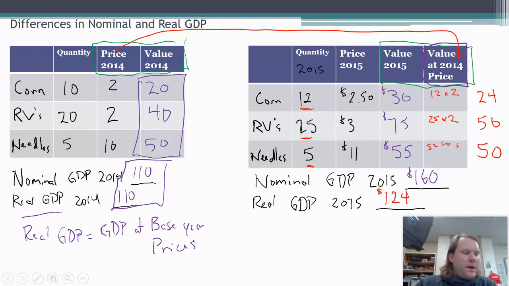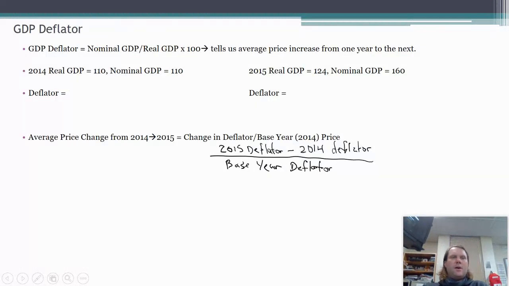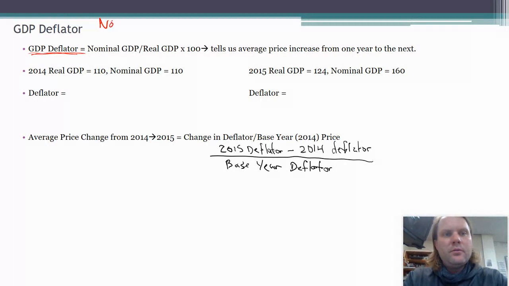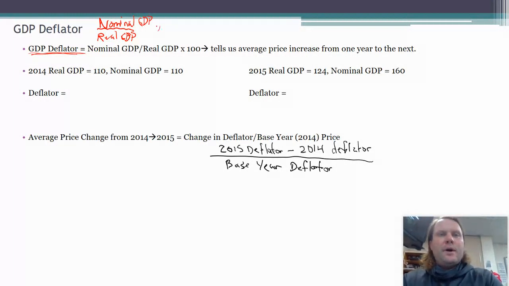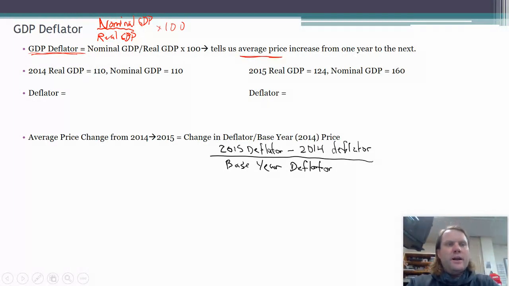Okay, so let's talk about what we can use these numbers for. We're going to find what's referred to as the GDP deflator. Our GDP deflator is nominal GDP divided by real GDP. Then we're going to multiply that by 100, and it's going to give us the average price increase from one year to the next.